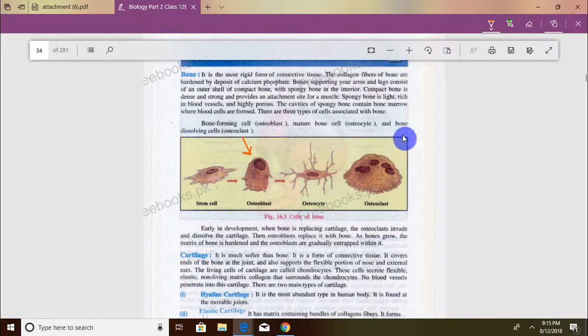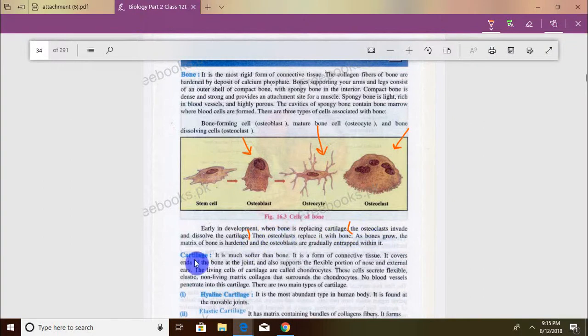and then we have the osteoclast, which is the bone dissolving, and it has multiple nuclei. And then we have the osteocyte, which is a mature bone cell, and which is the most interesting to look at, with multiple cytoplasmic processes. I would suggest you memorize how they look. It has all these branchings. Early in development, when bone is replacing cartilage, the osteoclasts invade and dissolve the cartilage. The osteoblasts replace it with bone.